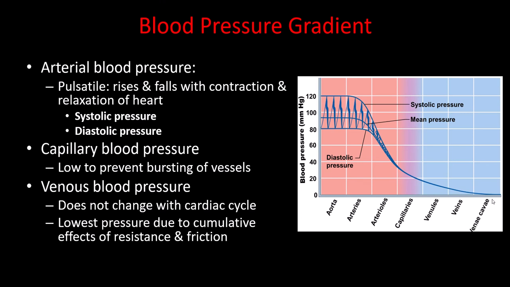It also does not change with the cardiac cycle like the arterial pressure does, and this really, really low blood pressure is mostly just due to the cumulative effects of all the peripheral resistance and friction, right? The blood has now traveled out to an organ, gone and percolated through that organ, and now it's flowing back to the heart. It's just encountered a lot of wall at that point and encountered a lot of friction, a lot of resistance, and so most of the pressure is just lost.